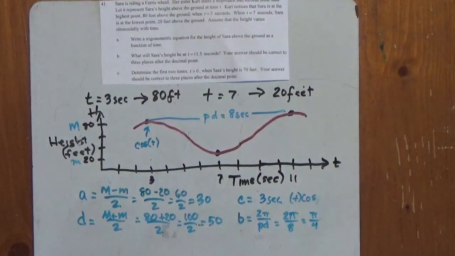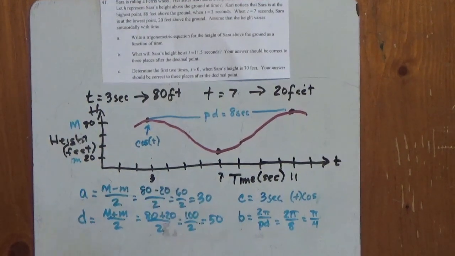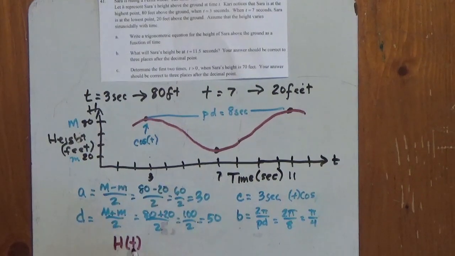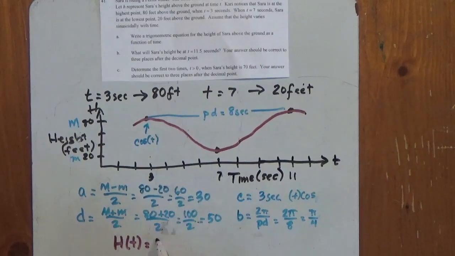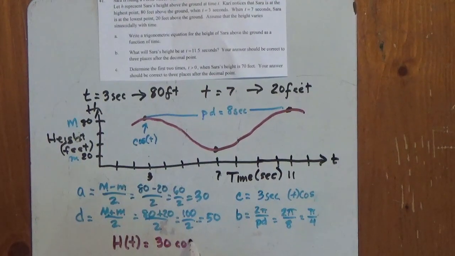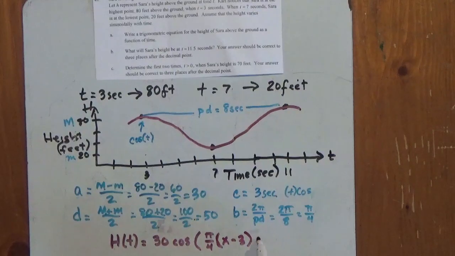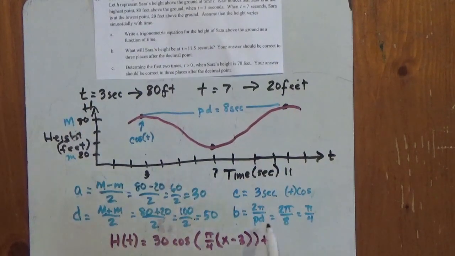All right, and we have everything we need, so let's write an equation that fits our situation. We say height h of t, because it's the height for some given time, is equal to 30 cosine of pi over 4 times x minus 3, so we got A, we got B, we got C, plus our D value, which is 50.